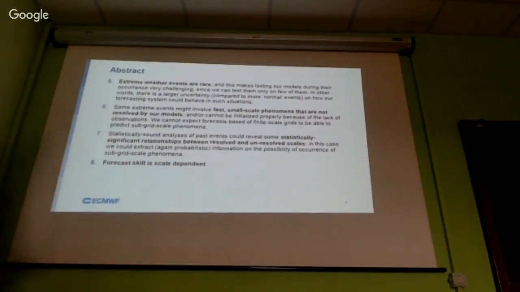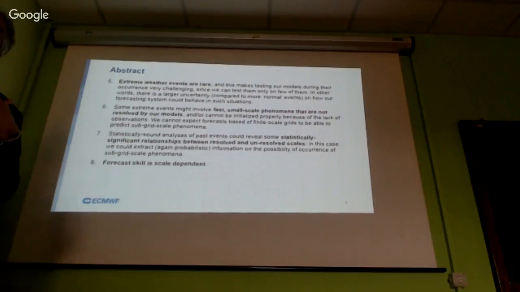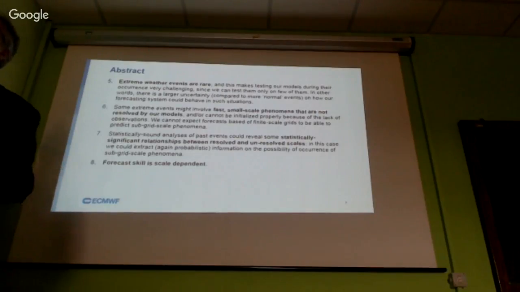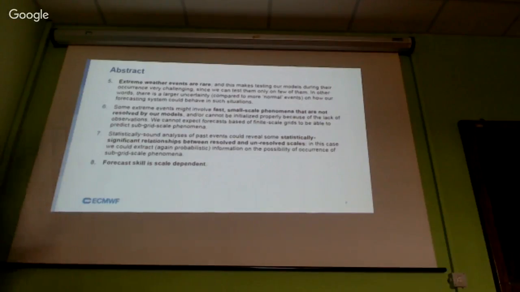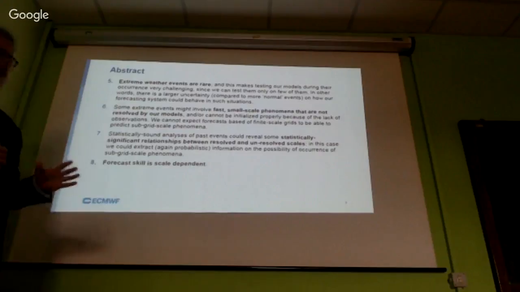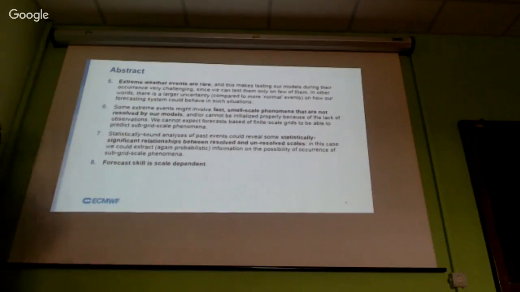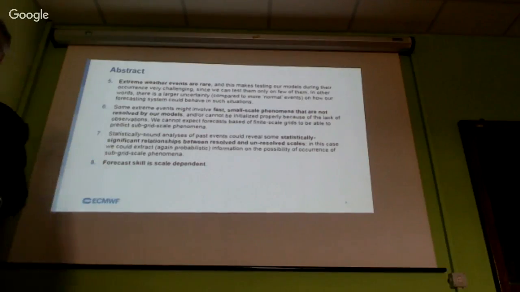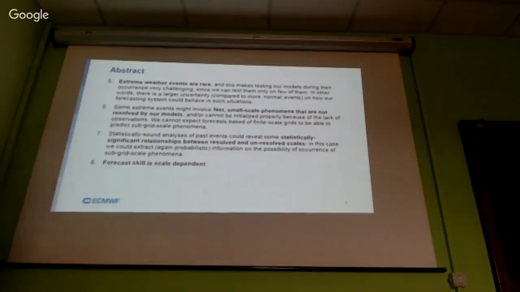The sixth point that I will make is that there are phenomena which are not solved, which are not seen by our model. And so pretending that they can be resolved is not correct. We need to keep in mind that our model has a certain resolution when we're trying to use them to predict extremes. But we can in some way ameliorate the situation by using appropriate calibration methods, appropriate post-processing techniques that I will discuss. And the last point that I will make is that forecast skill is scale dependent.